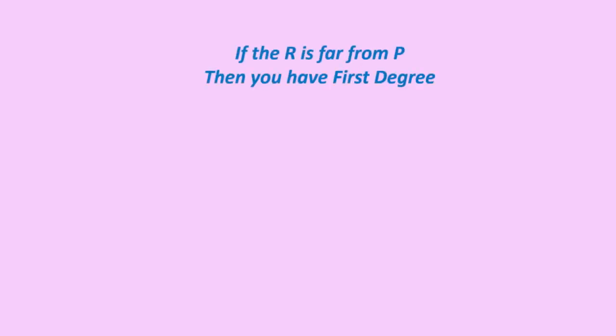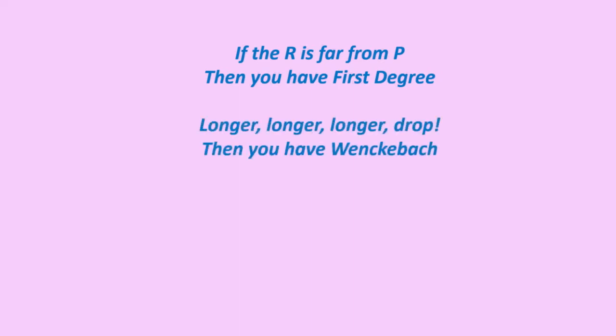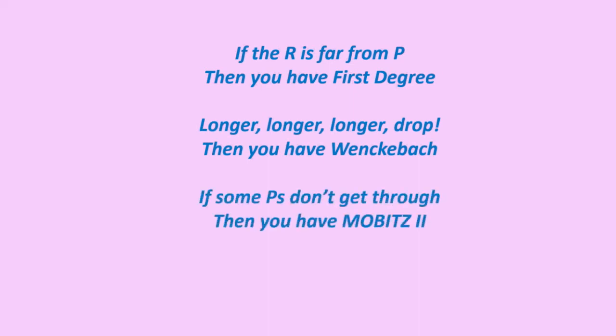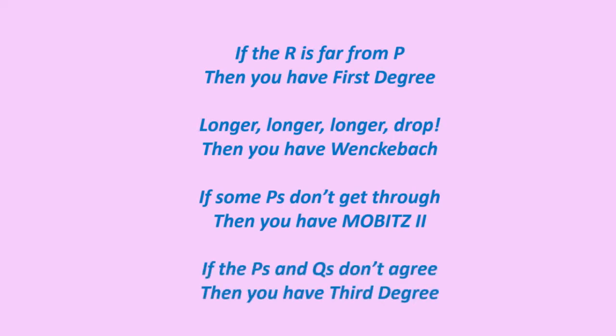Now I'd like to give 2 mnemonics you could possibly use to help remember the different degrees and types of heart block. The first one is a poem. If the R is far from P, then you have first degree. Longer, longer, longer drop, then you have Wenckebach. If some P's don't get through, then you have Mobitz 2. If the P's and Q's don't agree, then you have third degree.